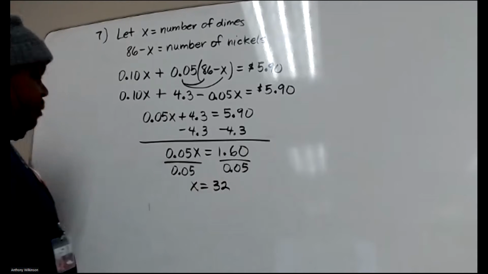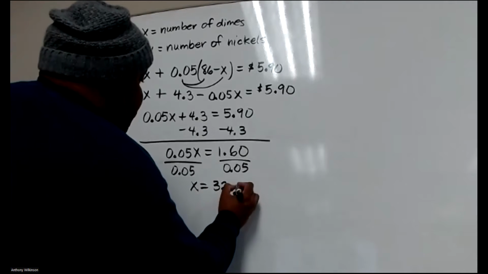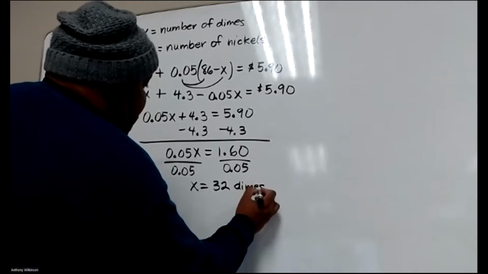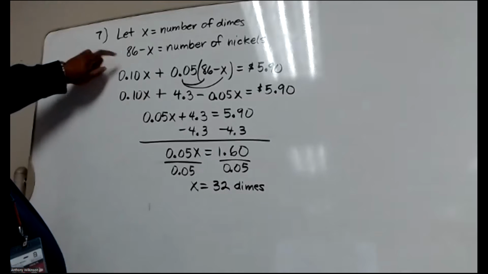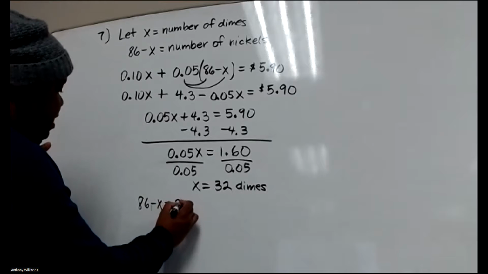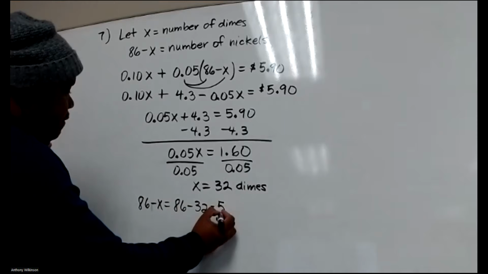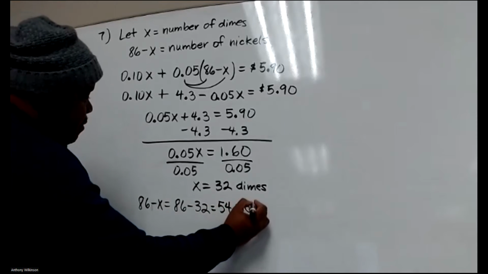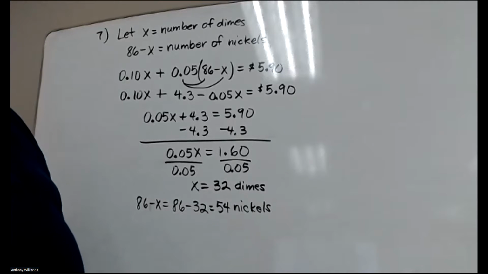32. Now we're not done with that problem yet, because X equals 32. We let X be the number of dimes. So that means that there are 32 dimes in that box. That would mean the remainder will have to be nickels. And the number of nickels is represented by 86 minus X. So what's 86 minus 32? 54. So in this case here, there are 54 nickels and 32 dimes in the box.